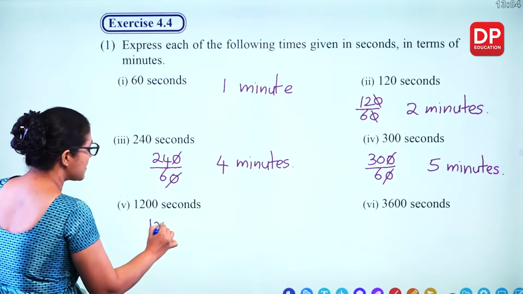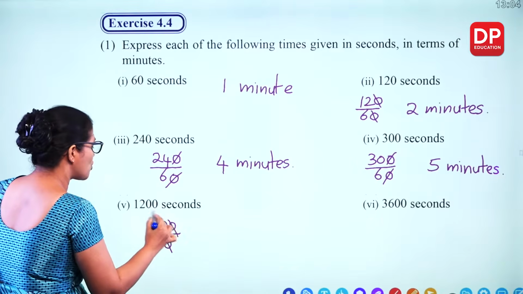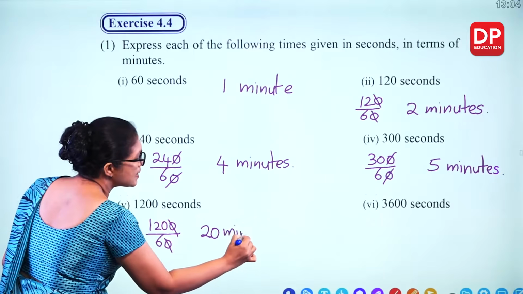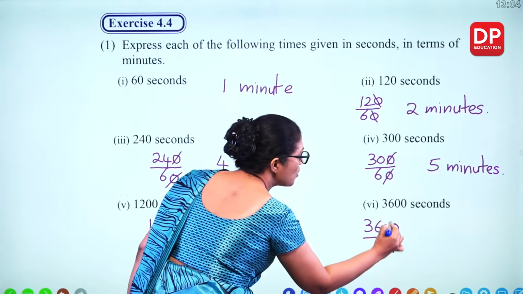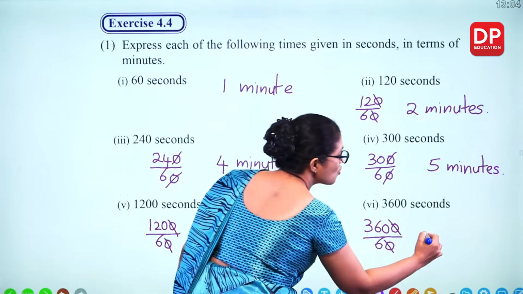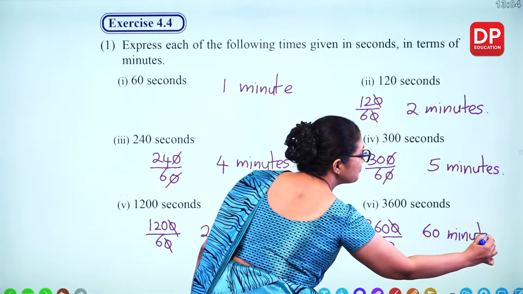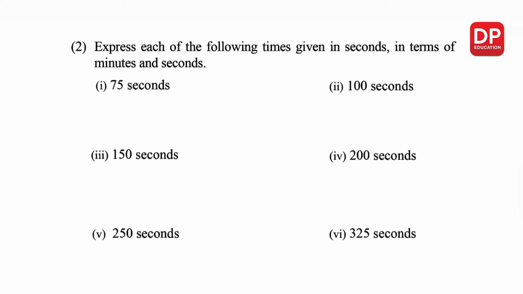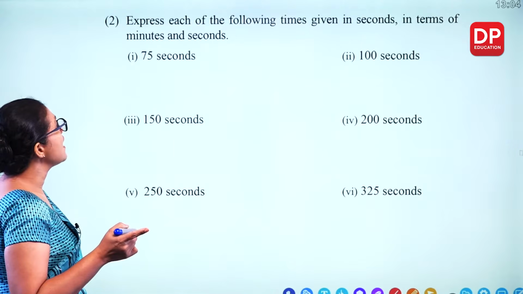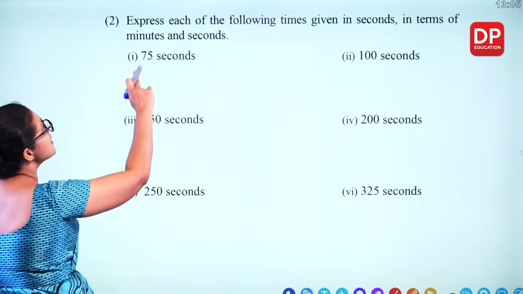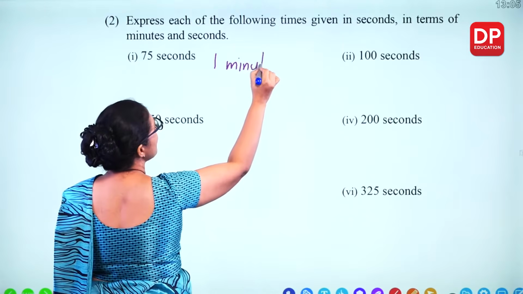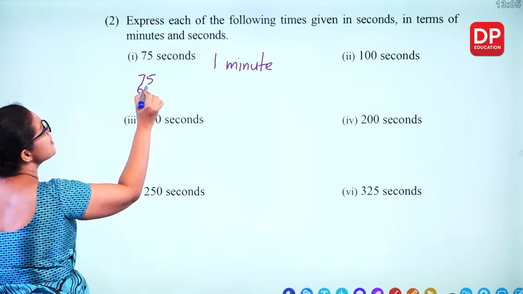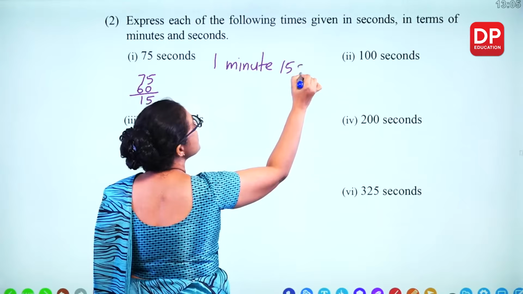1200 seconds. Divide by 60. 6 times 20. So 20 minutes. 3600. Divide by 60. 6 times 60. So 60 minutes are there. Question number 2. Express each of the following times given in seconds in terms of minutes and seconds. Again, you divide by 60 and see how many seconds are remaining. 75: 60 times 1, 60. So that means 1 minute. 75 minus 60, you get 15 seconds remaining.